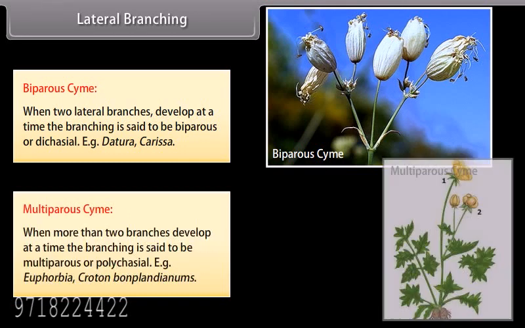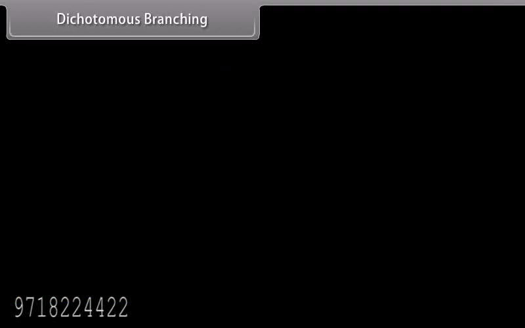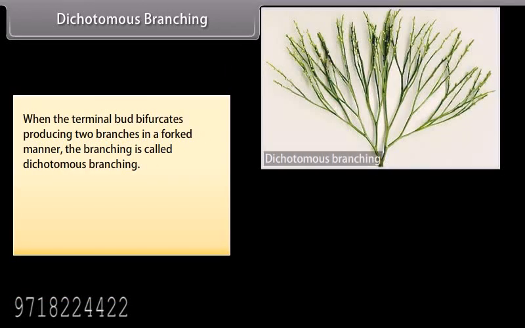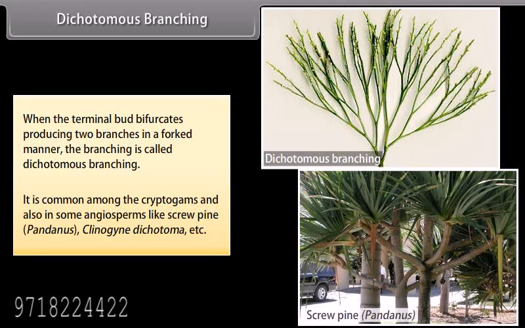Multiparous cyme. When more than two branches develop at a time, the branching is said to be multiparous or polychasial. Example: Euphorbia, Croton bonplandianum. Dichotomous branching. When the terminal bud bifurcates, producing two branches in a forked manner, the branching is called dichotomous branching. It is common among the cryptogams and also in some angiosperms like screwpine, Pandanus, Clinogyne dichotoma, etc.